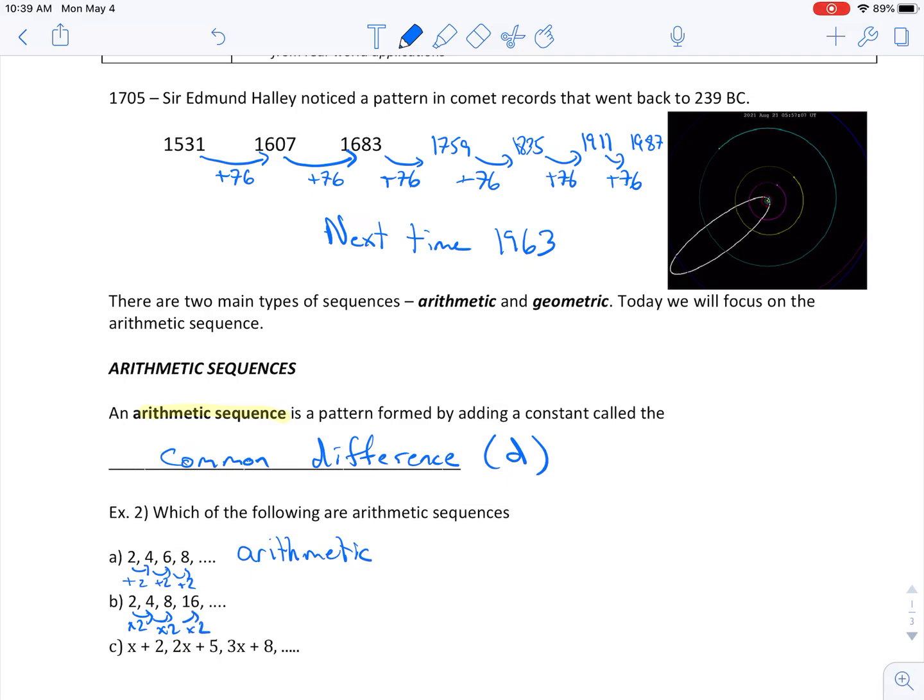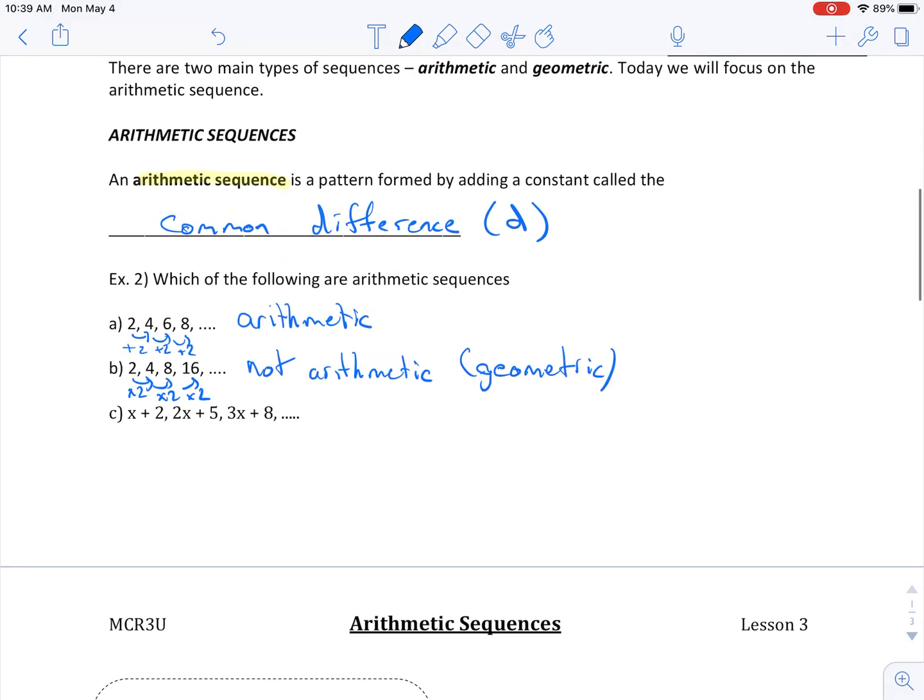The second one, if you look at the pattern overall, I'm not adding 2, but I'm multiplying by 2. So this is not arithmetic. But it does fit into a pattern, and it is what we call geometric, which we're going to look at next class. And so the next one's not so obvious.